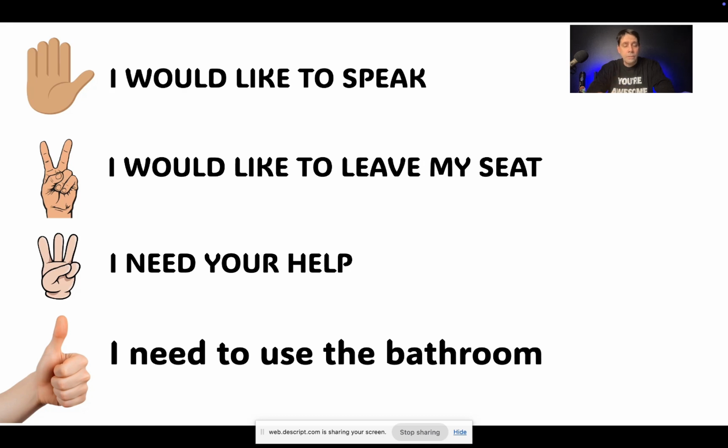The other thing that happens is if you don't have a bathroom signal, you'll get a kid raise their hand, and you might be in the middle of the most spiritual moment of the class. A kid raises his hand and says, and you're like pointing to them, and they're like, yeah, can I go to the bathroom? And kids start laughing, and it causes an interruption to a spiritual moment.